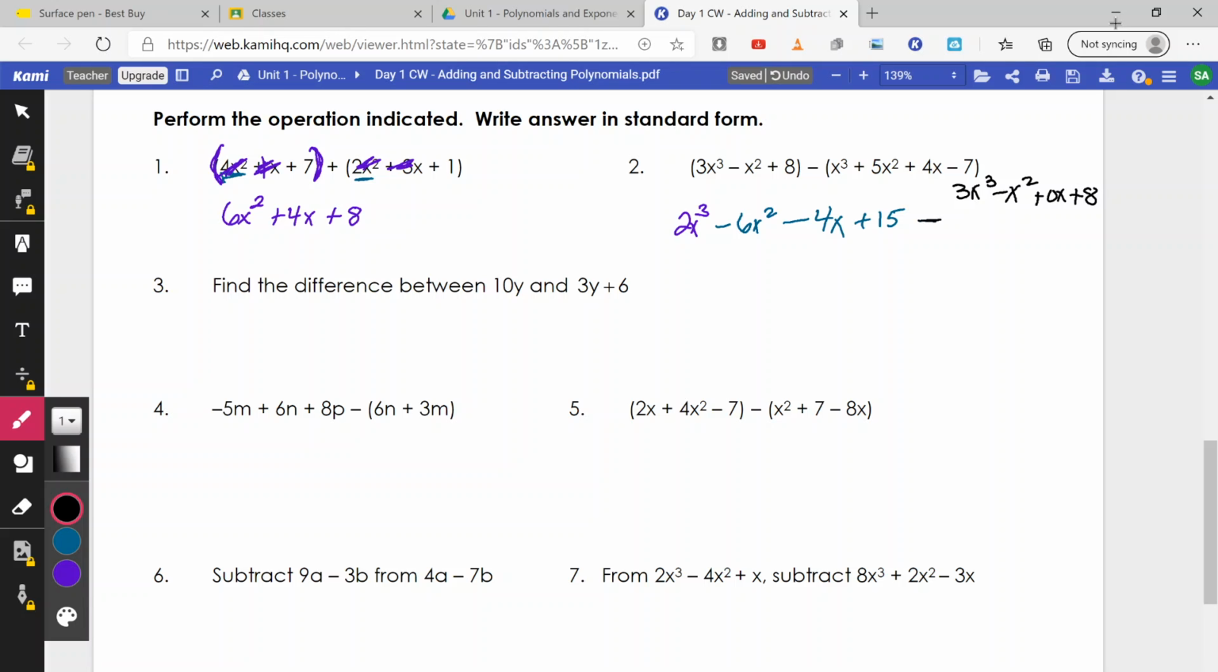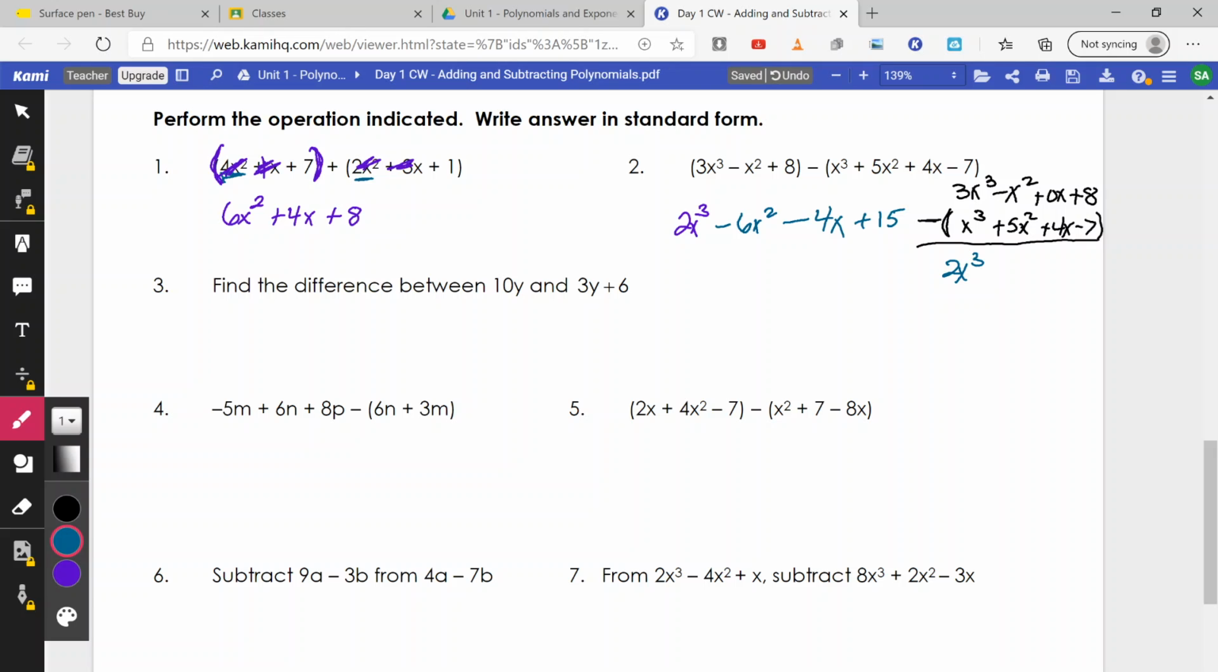Now we are subtracting this other number here, whatever it happens to be. So we are subtracting x cubed plus 5x squared plus 4x minus 7. So remember, we are subtracting everything. So we have to do 3x cubed minus our x cubed. So 3 minus 1 gives me 2x cubed.